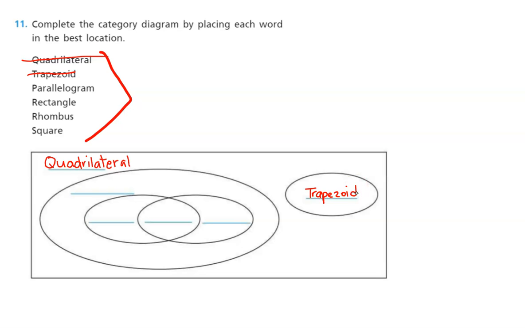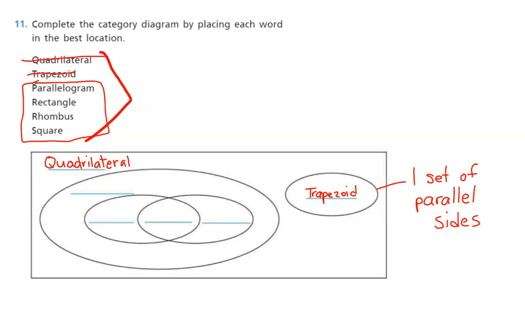Now think about why it's over there. The reason it's over there, you don't have to write this down, is because it only has one set of parallel sides. And again, it's okay that you did not write that down over there. Now, when I look at the rest of these, they all have 2 sets of parallel sides.